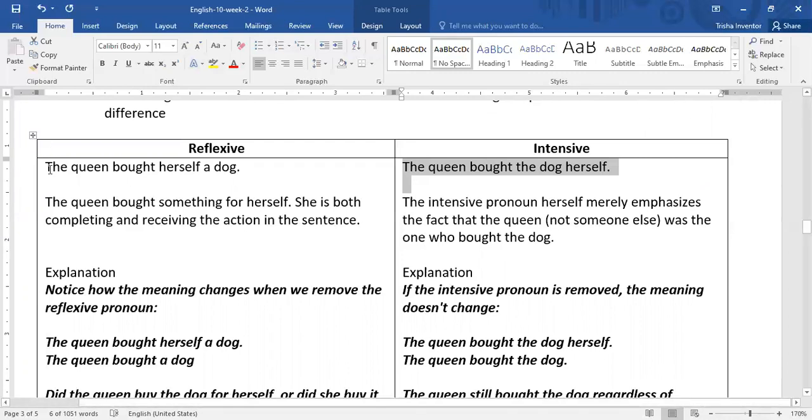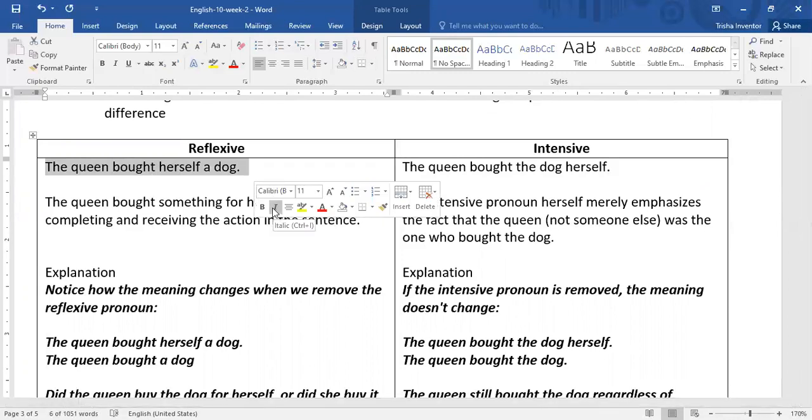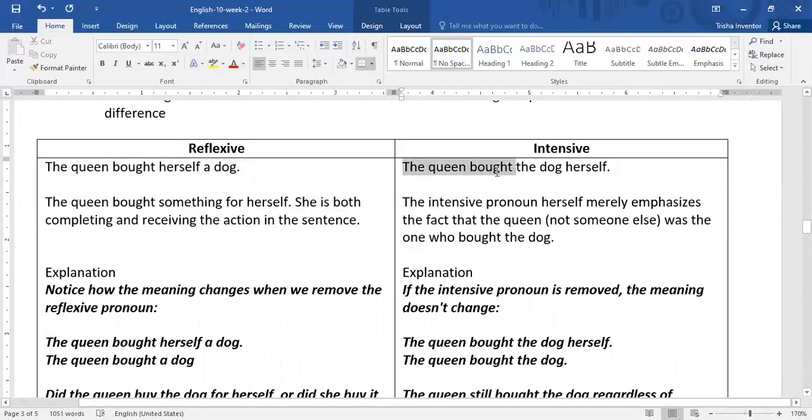Okay, here in the reflexive: the queen bought herself a dog. Gipalitan ni queen iyahang kaugalingon og dog. Okay, I'm sorry. So here in the reflexive, si queen gipalitan niya iyang self og dog. In the intensive, si queen mismo ang ningpalit sa dog. Okay. Here in reflexive, the queen bought something for herself. She is both completing and receiving the action in the sentence. So in here, kinsa may nagpalit og dog?